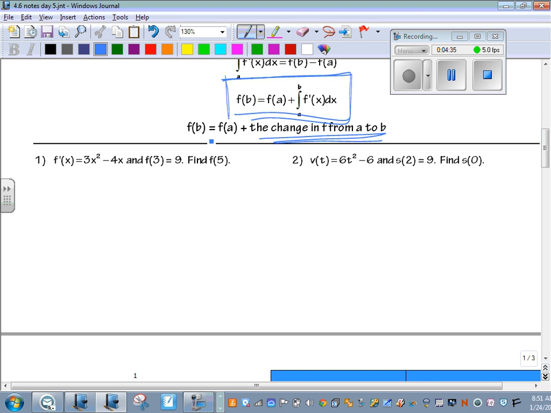So for this one, we want to figure out f of 5, so that's our f of b. So f of 5 equals our f of a. This has to be something that we already know, like a value on the original function that we know. So that's going to be our f of 3, plus the change in the function from 3 to 5. So this definite integral, this number is always going to be the same as this one. So these two are the same, and then this one is the same as the upper limit. And on the inside we have the derivative of f of x.